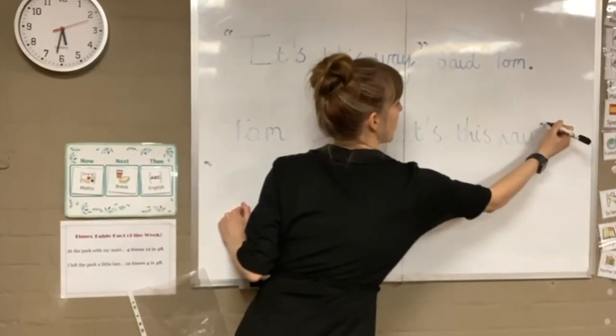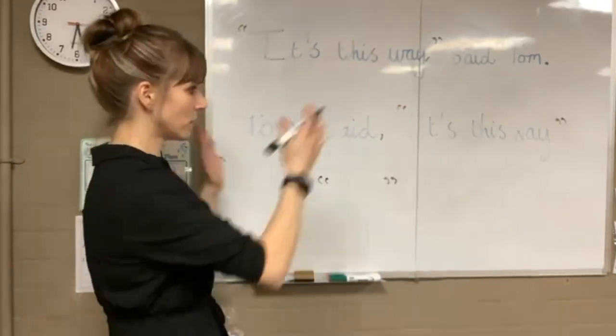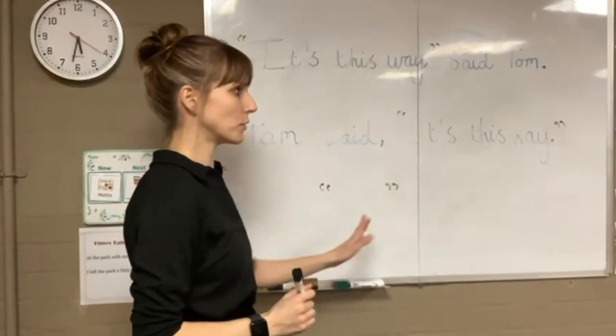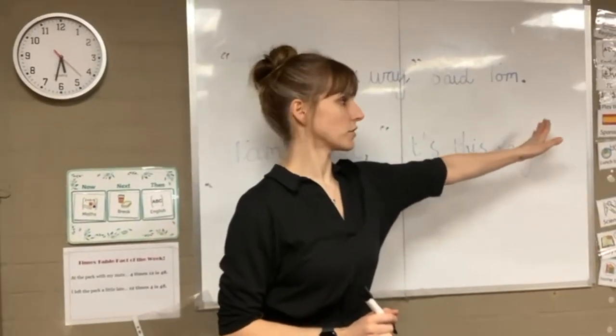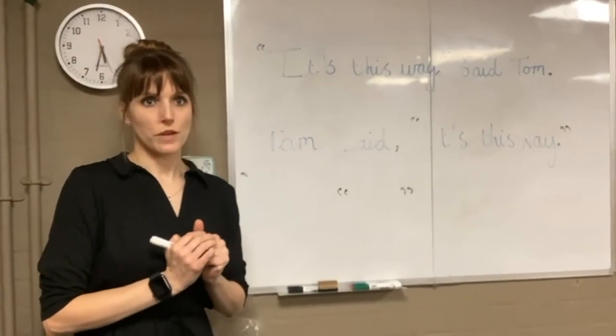And this time, this is the end of the sentence, the end of the whole clause, so the full stop will go at the end, but it goes inside the inverted commas. So that is what we'll be focusing on with the children.